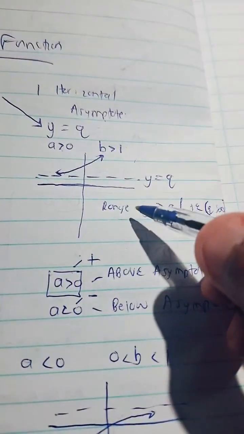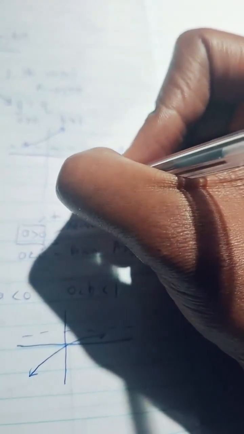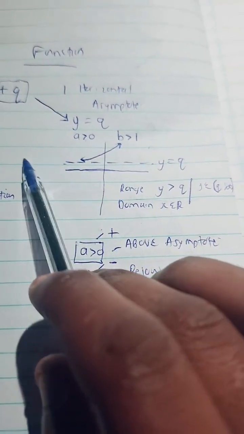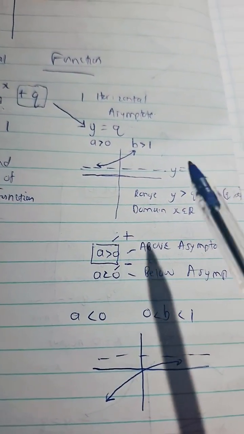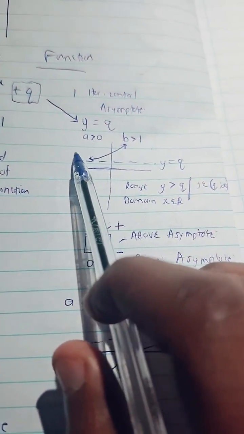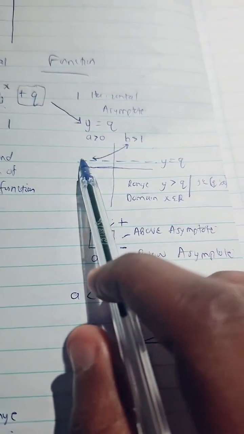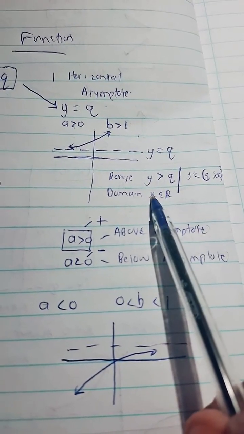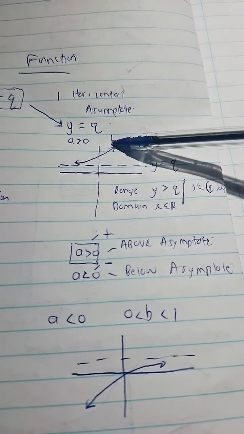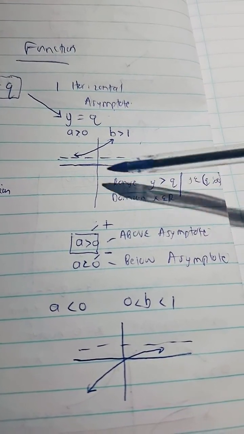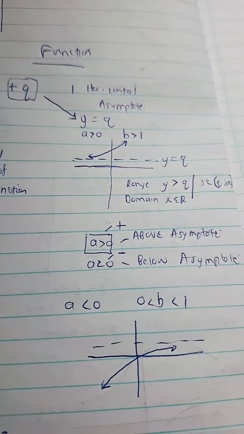Then of course the domain, on the other hand: x is an element of real numbers. The function is going to exist everywhere from left to right. It is unrestricted, because there's no vertical asymptote. There's no boundary line that stops the graph from left to right. It goes on infinitely in that direction, and in that direction. So we can say x is an element of real numbers. So y is greater than q for the range because the function is found above the asymptote, but the domain is from left to right: x is an element of real numbers.